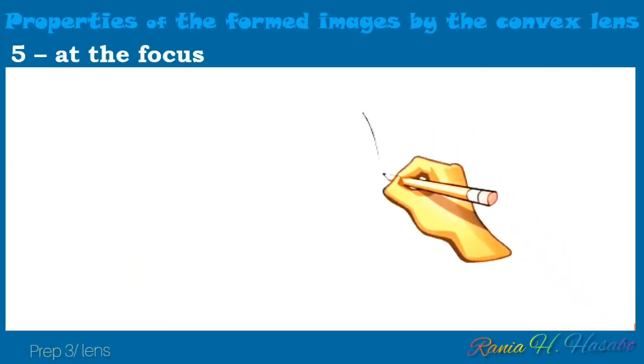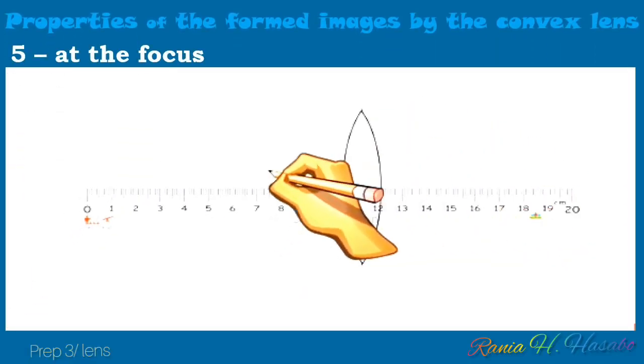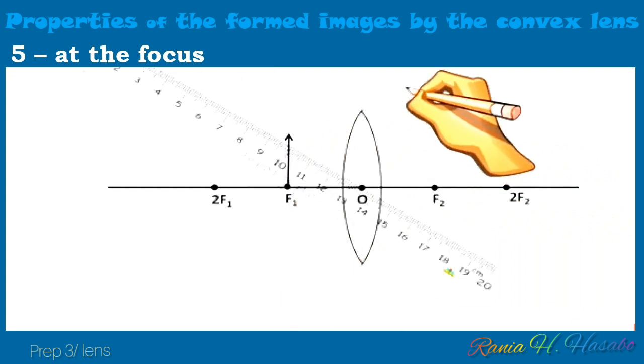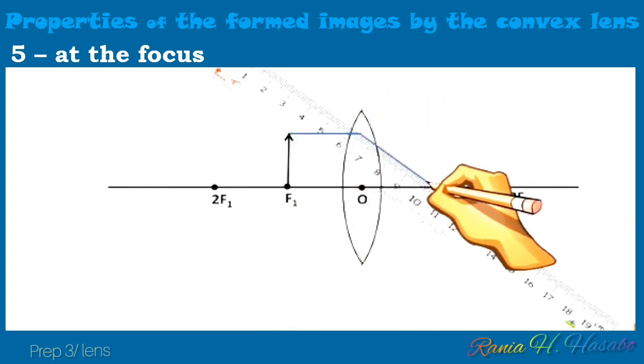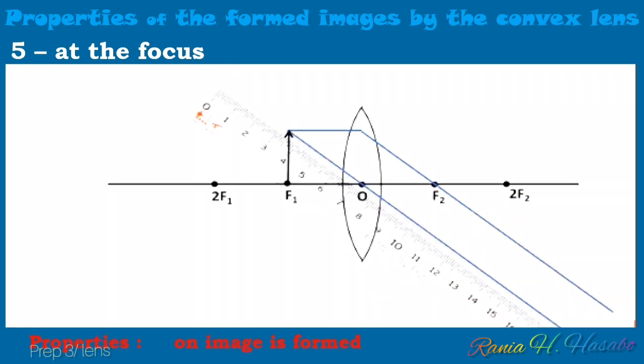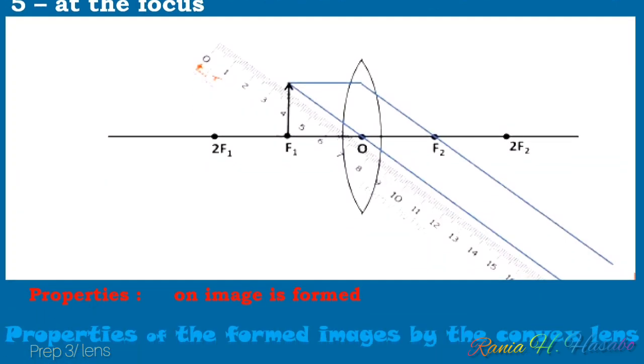If the object stands at the focus, repeat the steps by drawing the lens and the principal axis. Determine the points. The first ray is parallel and refracts, passing by the focus, and the second one passes without any refraction. So the two refracted rays are parallel to each other, so no image is formed. There is no intersection, no image is formed.